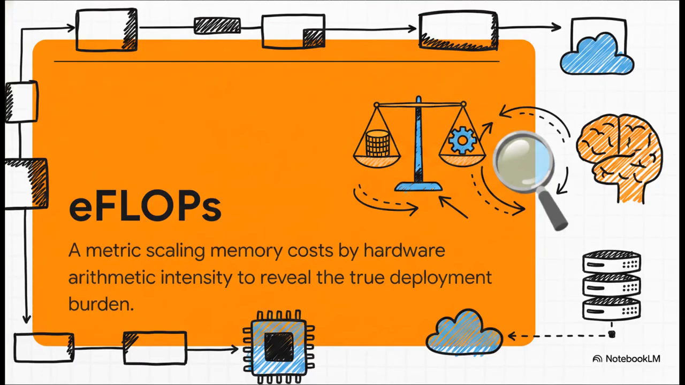To actually measure this accurately, researchers introduced a new concept called eFLOPs, or equivalent flops. Think of this as a unified cost metric. It takes those brutal memory access costs we just talked about and scales them by the arithmetic intensity of your specific hardware. So for example, if you're running an NVIDIA H200 GPU, the arithmetic intensity is 562.5. When you factor that in, eFLOPs radically changes how we calculate inference costs. It finally gives us the true picture of the deployment burden.